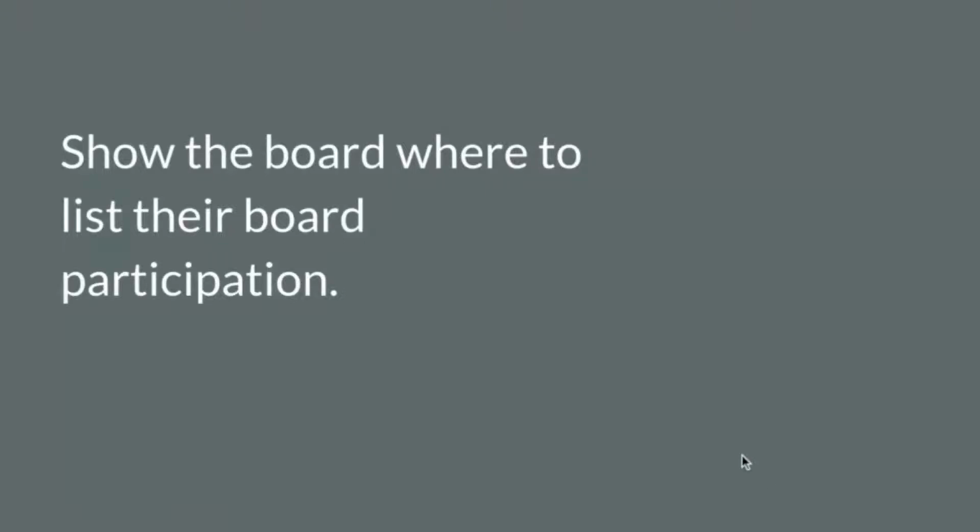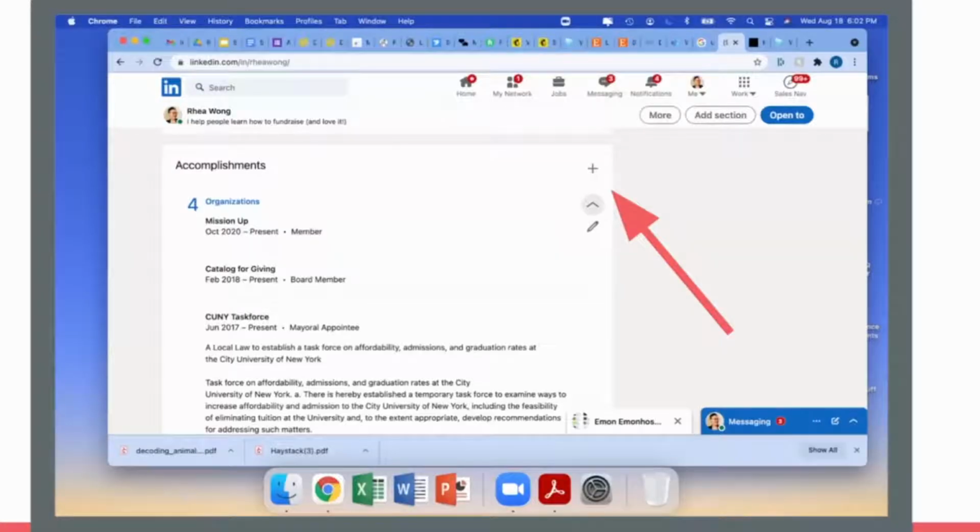For those board members who need a little bit of extra support, you can have them go to their profile page. And if you scroll down under accomplishments, there's a little plus button, and you can add organizations that you're affiliated with. So you may actually even want to do that during a board meeting so that you can answer any tech questions that come up for board members that may not be so comfortable with the technology.